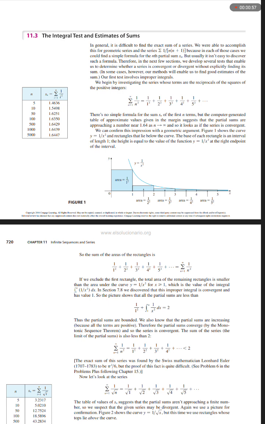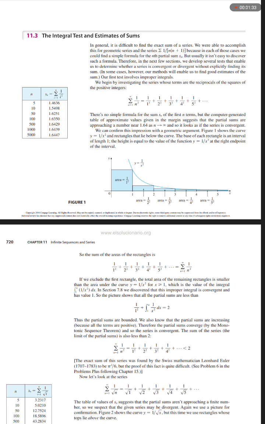We begin by investigating the series whose terms are the reciprocals of the squares of the positive integers. The sum from n equals 1 to infinity of 1 over n squared equals 1 over 1 squared plus 1 over 2 squared plus 1 over 3 squared plus 1 over 4 squared plus 1 over 5 squared, and so forth. In the sidebar, you have the column n and the column s sub n, which equals the sum from i equals 1 to n of 1 over i squared.